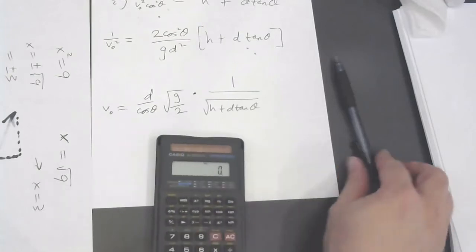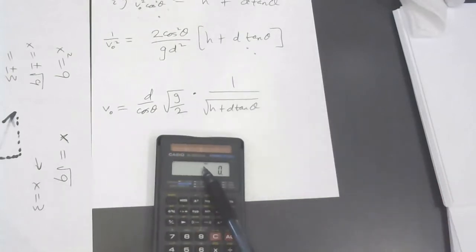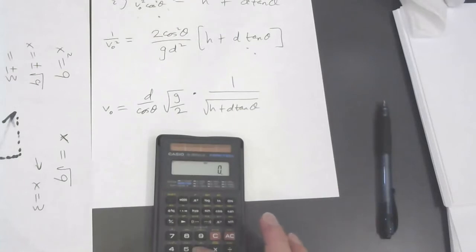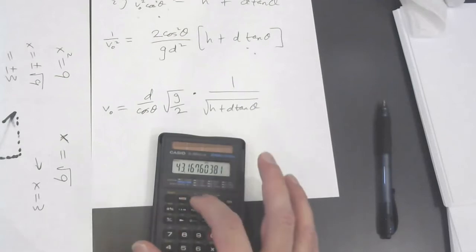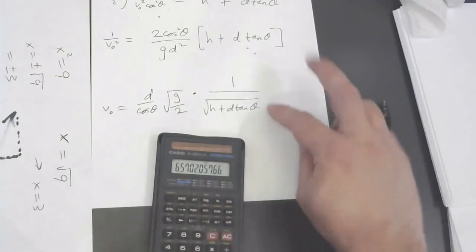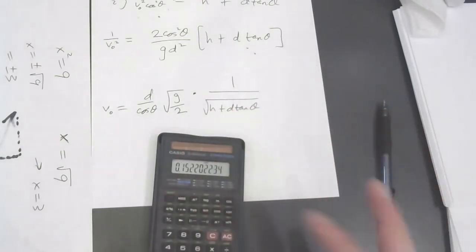So I'm going to make sure first that I'm in degree mode. You can't read that, but yes, I'm in degrees. So 65, I hit the tangent button. Your calculator may be different. I multiply by the distance of 15, and I add the 11 meters. I hit equals. Then I take the square root, and now I need to flip that. So I do the reciprocal.